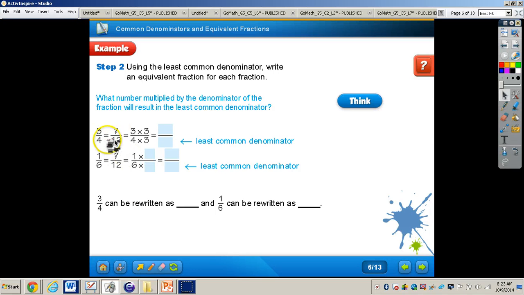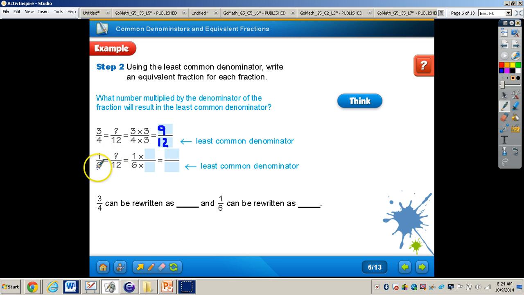Okay, so if we're changing that denominator to 12, what we need to figure out is what do we do to 4 in order to make it a 12? We multiply that by 3. So we have to multiply the numerator by 3. 3 times 3 is 9. 4 times 3 is 12.